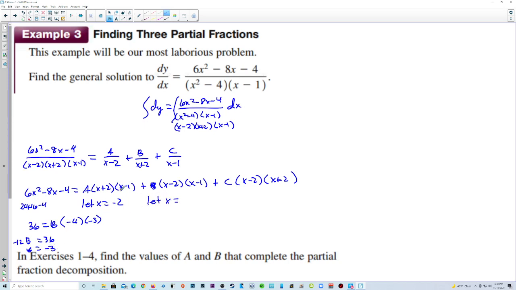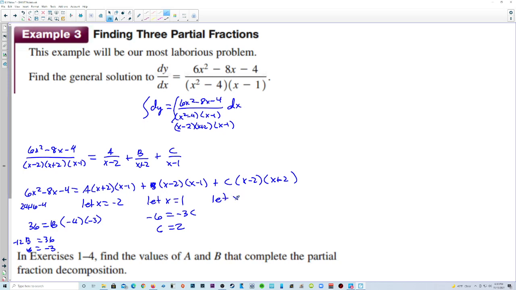Let's let x equal, how about 1? Two terms become 0, and this one will not be 0. Well, let's plug 1 in over here. 6 minus 8 is negative 2. Looks like negative 6 is equal to negative 1 times 3, negative 3c. So c is equal to 2.